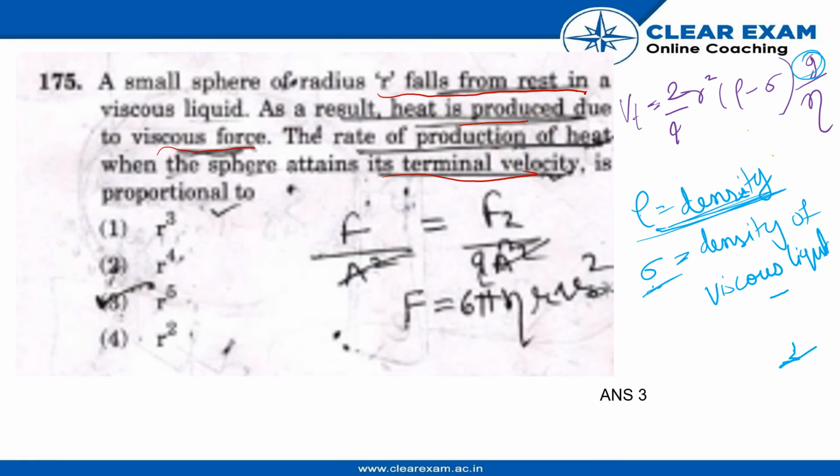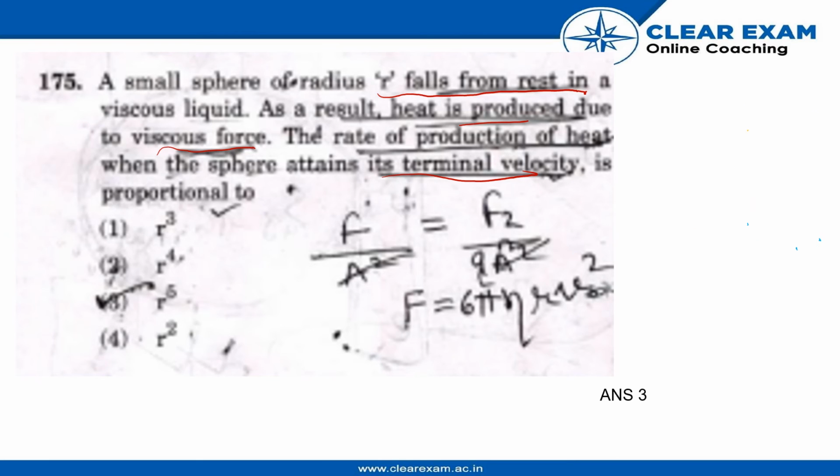So basically the formula of the work done is W equals force times Vt, where W is work done. Now basically we'll be substituting the formula of viscous force in this. F Vt, that would be W equals dQ by dt, work done, that is 6 pi eta r Vt square.